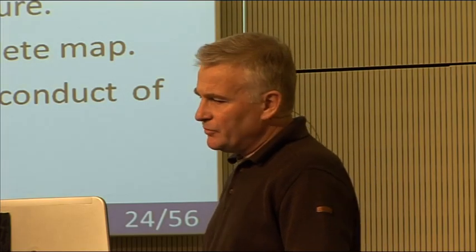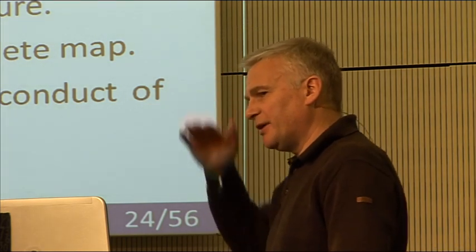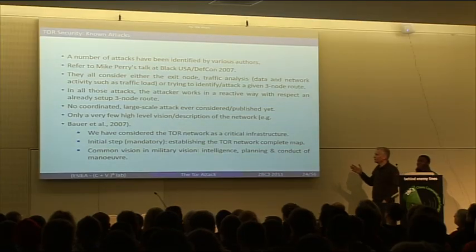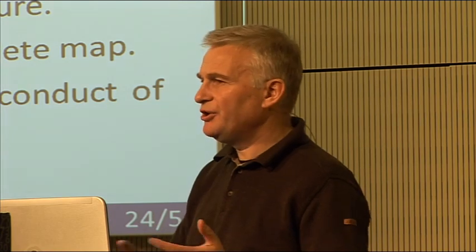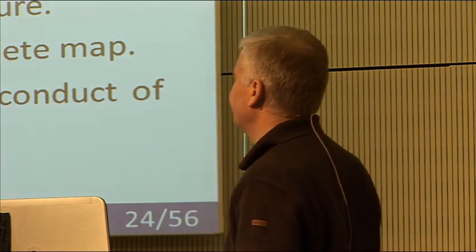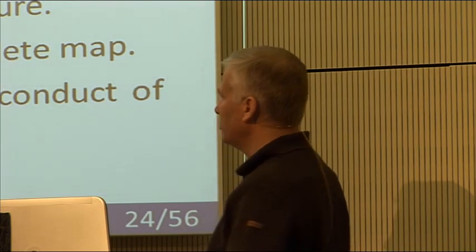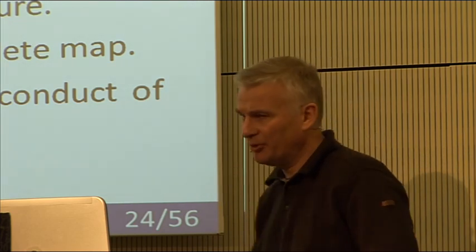So, in our attack, in fact, we try to work at a very high level and low level at the same time. So first, you have to make an intelligent step. You have to try to have as complete a view of the network as possible: how many onion routers, hidden relays, and so on. In this respect, our attack just follows what the military are doing: intelligence step, planning, and conduct of maneuver.